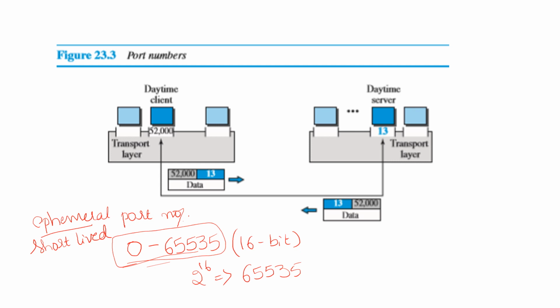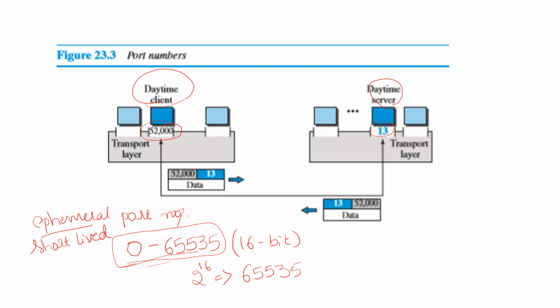Say, for example, the daytime client is using some particular process whose port number is 52,000, and the server is using the same process with a different port number, which you call 13. Whenever information has to be shared, TCP/IP has decided to use the port numbers to finally identify the destination of the data.